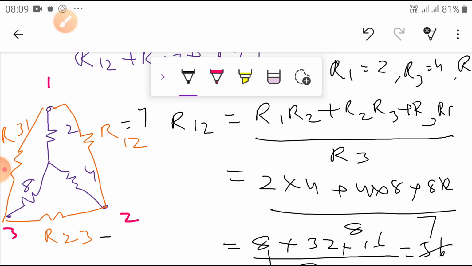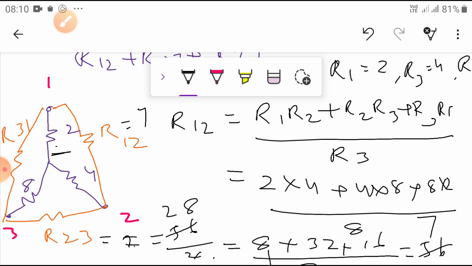Now I am going to calculate here also. So what is the value? Simply write the same formula: R23 is R1 R2 plus R2 R3 plus R3 R1, divided by the opposite, which is R1. The numerator is the same, 56, divided by 2. 2 fours are 8, so 56 by 2 is 28.